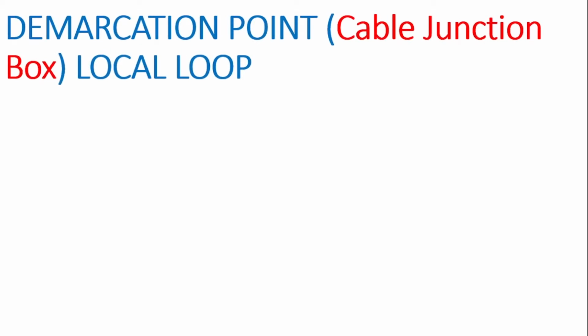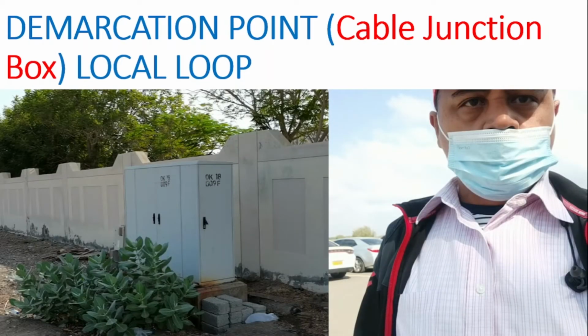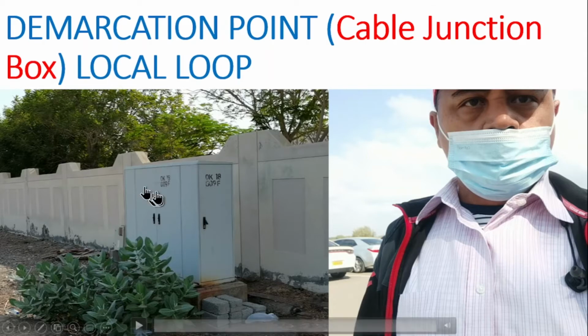Now the demarcation point, this is the cable junction or the local loop. This is the wire that is coming out to the central office, and that is the start of the cable connection going inside to the company. So I will show you again a video. I took a video of our local loop, the start of our demarcation inside.